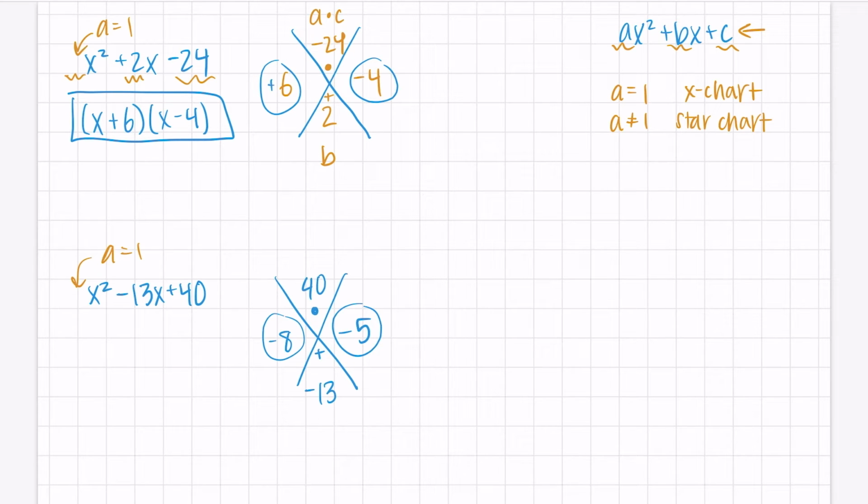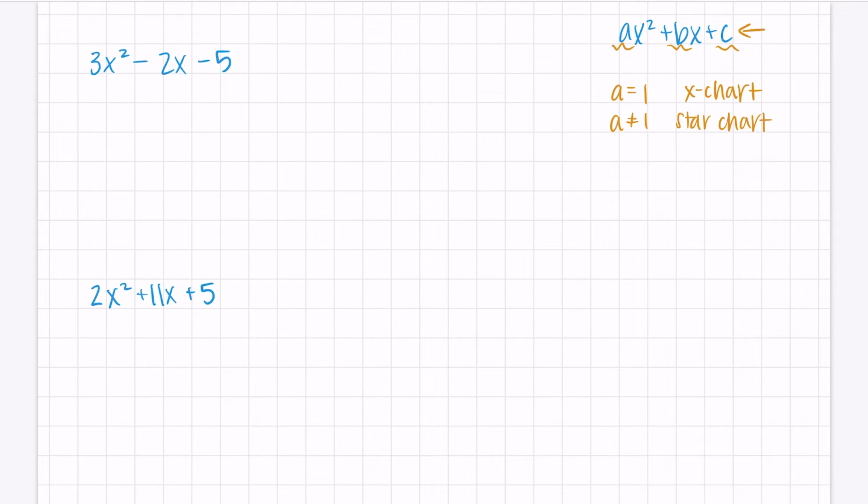Once I have these two numbers, they become part of my answer. So I get x minus 8 times x minus 5. And that is the procedure for when a equals 1. That is our x chart. Next, let's talk about the procedure for when a does not equal 1.